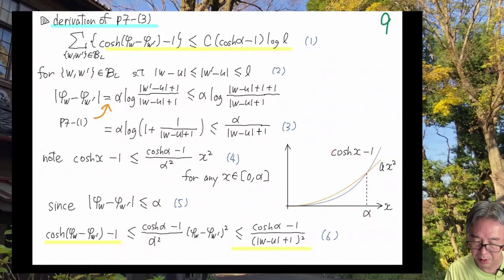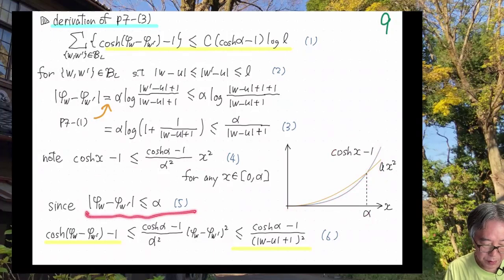So you just compute this curve, ax square, which intersects here, and then you will see this upper bound.